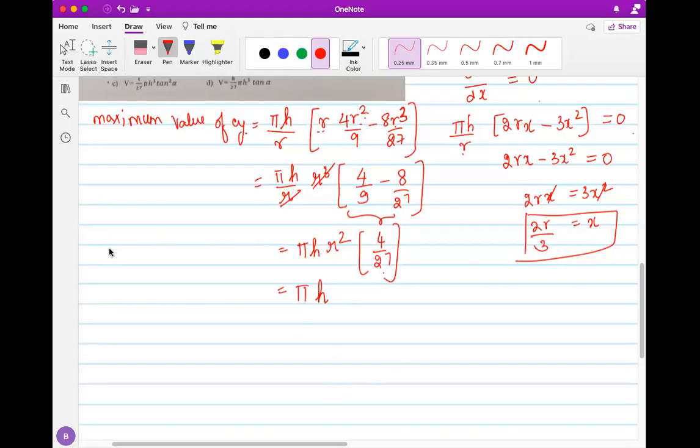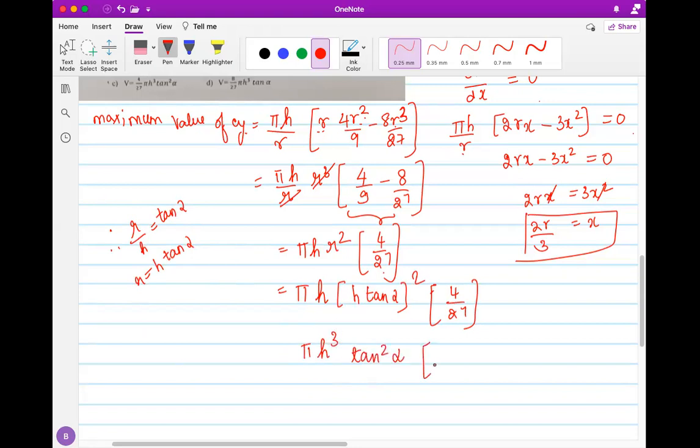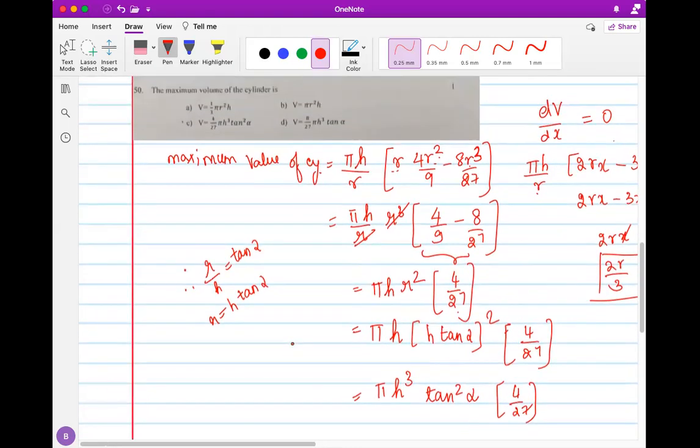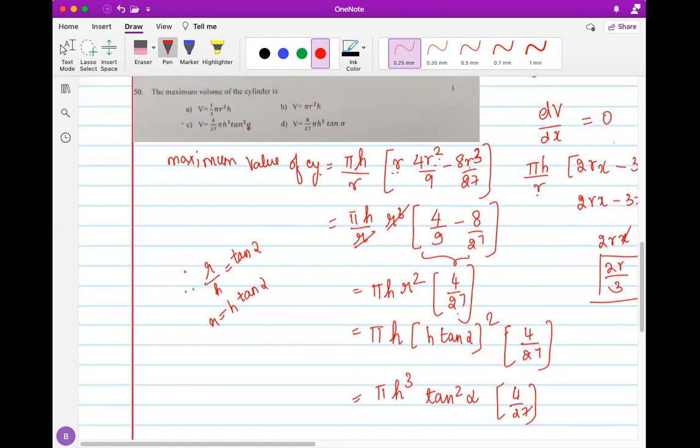We know that r divided by h is equal to tan alpha. So r is equal to h into tan alpha. So we will substitute here h into tan alpha, 4 divided by 27. So the whole square. So pi into h square into h is h cube, so tan square alpha into 4 by 27. So the standard format is 4 by 27 pi h cube tan square alpha.